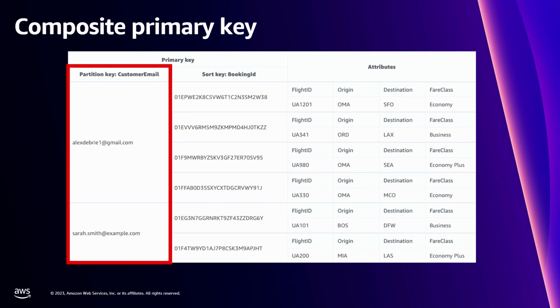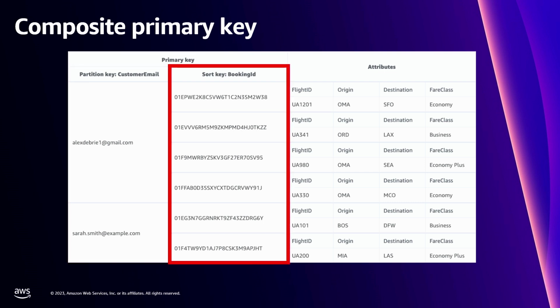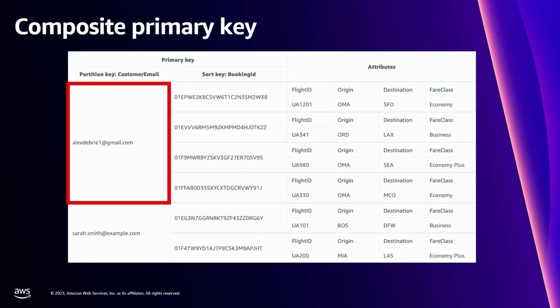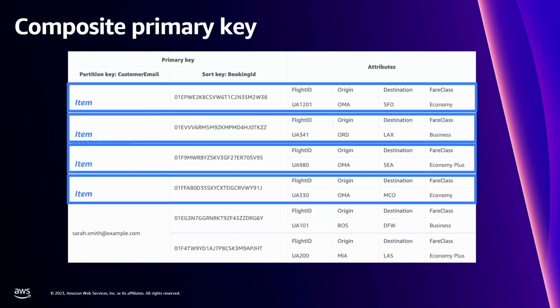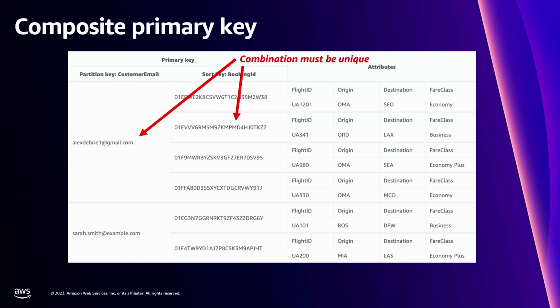We have that partition key. Again, we're going to use email for that partition key here, but we also have this sort key that's going with it, right? And as you're looking at that, you might notice that multiple records have the same partition key here. These are 4 separate items for that particular user, Alex Debris, but the combination of those two must be unique. So you can have multiple records with the same partition key in a table with a composite primary key, but the combination of the partition key and that sort key must be unique.